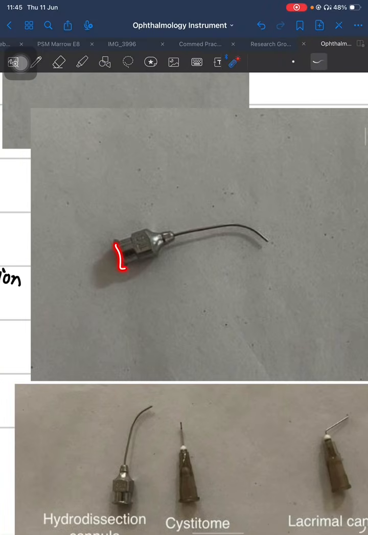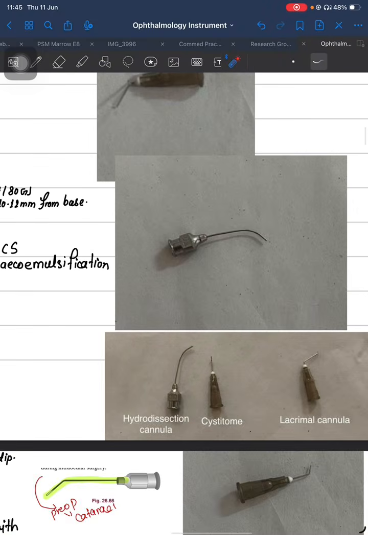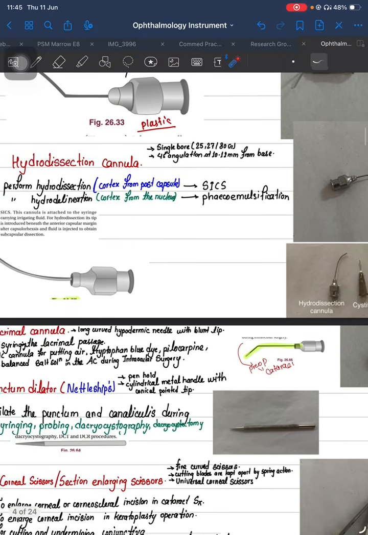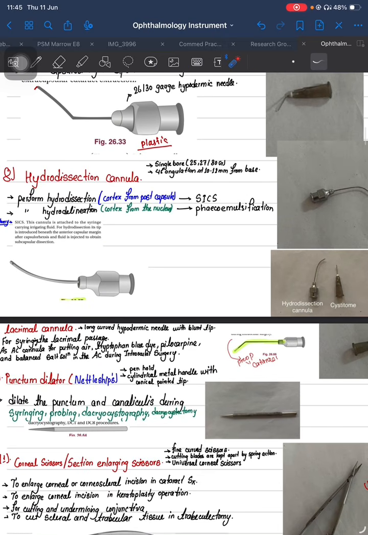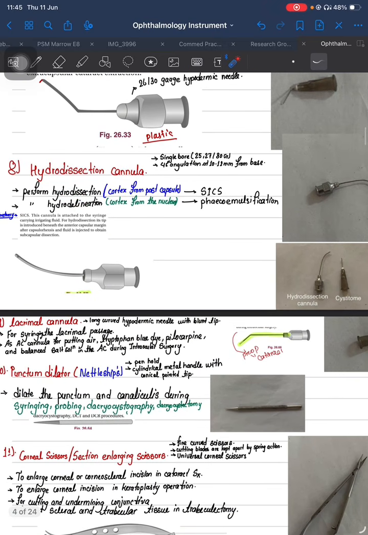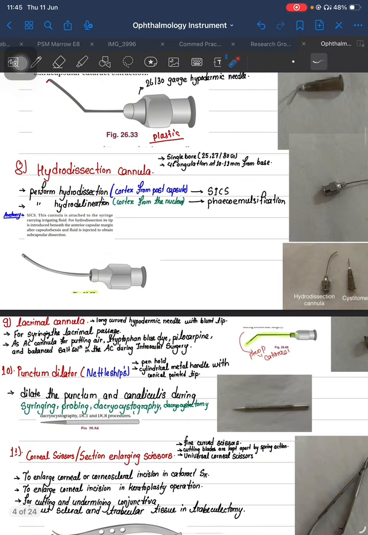And next, the hydrodissection cannula. This is the hydrodissection cannula, which is metal with a curved end on the top side. The hydrodissection cannula is used for two processes: one is hydrodissection and one is hydrodelineation. From delineation, N, we can remember the nucleus. Here, in dissection, we can remember the C from capsule. So in hydrodissection, the cortex is removed from the capsule, and in hydrodelineation, the nucleus is separated from the cortex. We perform hydrodissection in small incision cataract surgery, whereas hydrodelineation is performed in phacoemulsification.